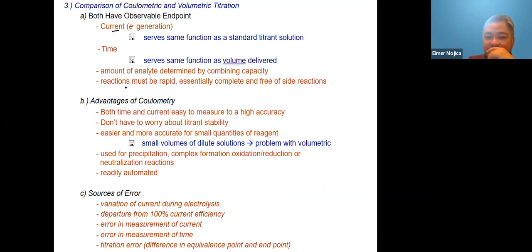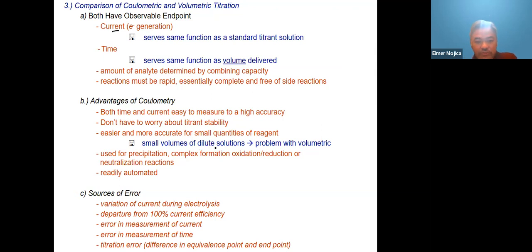Now, the thing that you need is, as much as possible, like most of the titration reactions, you can have a rapid analysis and essentially complete and free of side reaction. Now, the advantage of this coulometry compared to the typical titration, both time and current are easy to measure to a high accuracy. So they're more accurate, okay? And you don't have to worry about the titrant stability, especially if you have the commercially available one, okay? So it's easier and more accurate for smaller quantities of the reagent.